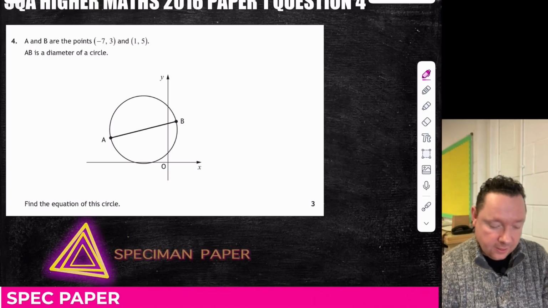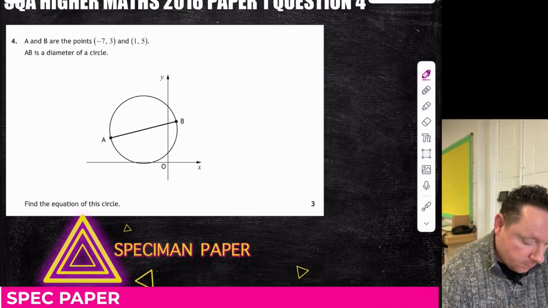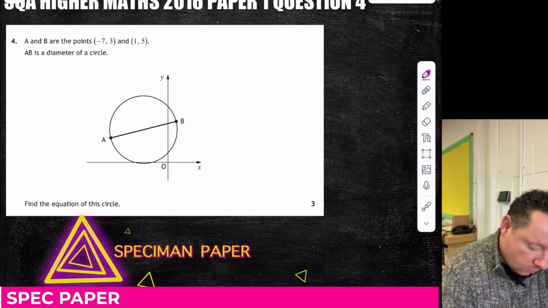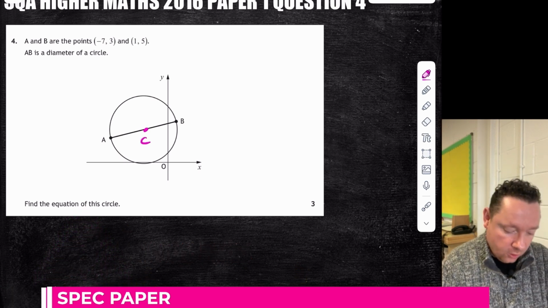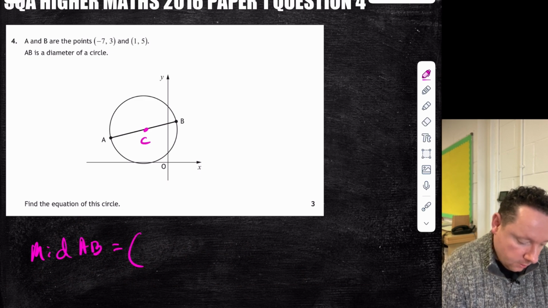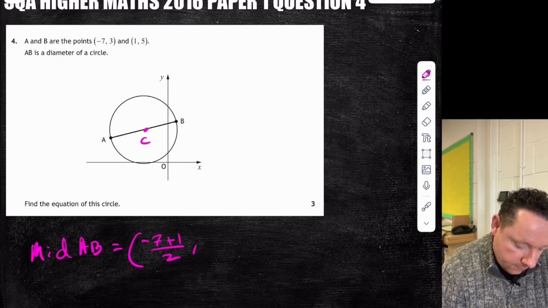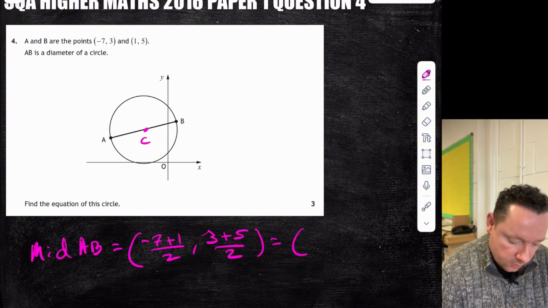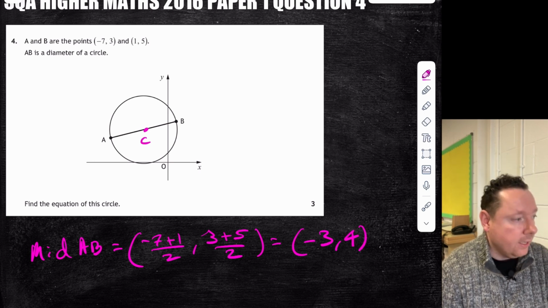SQA Higher Maths 2016, Paper 1, Question 4. A and B are these points, and AB is the diameter of a circle. So there's the centre here. So I need the midpoint of A and B. The midpoint of A and B to get the centre is minus 7 plus 1 divided by 2, and 3 plus 5 divided by 2. That equals minus 7 plus 1 is minus 6, divided by 2 is minus 3. 3 plus 5 is 8, divided by 2 is 4. So we've got our centre of minus 3, 4.